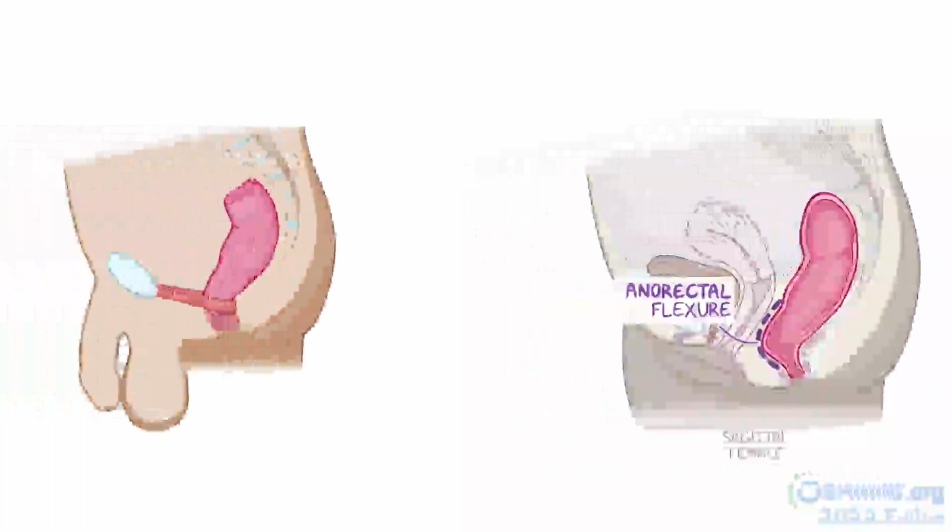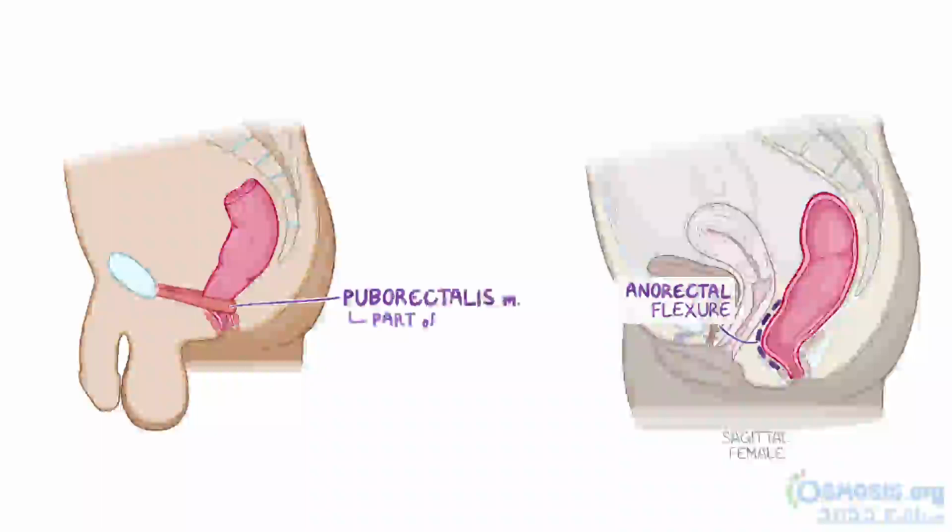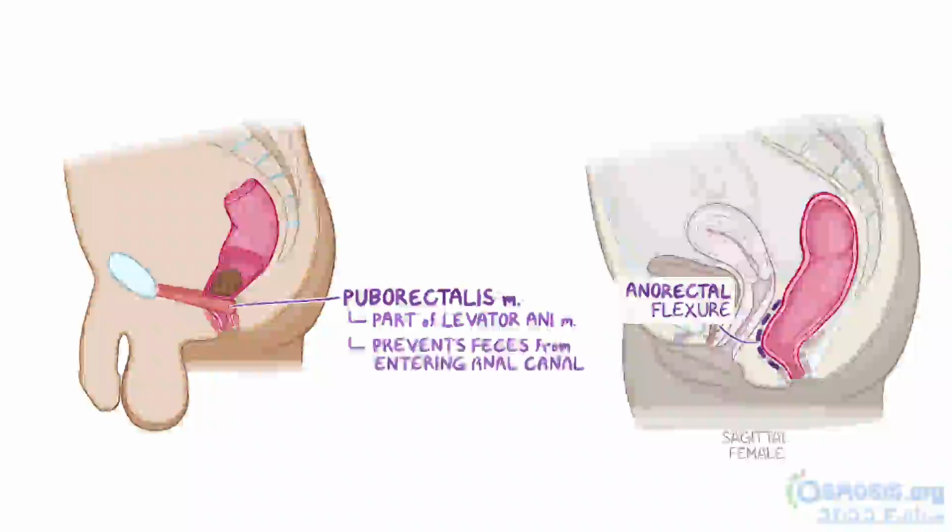Next is the anorectal flexure, which is a sharp posterior-inferior angle at the anorectal junction. This flexure is maintained by a sling-like muscle, puborectalis, which is part of the levator ani muscle group. When contracted, the puborectalis muscle pulls on the anorectal flexure, preventing feces from entering the anal canal, which maintains fecal continence by keeping the feces stored in the rectum.